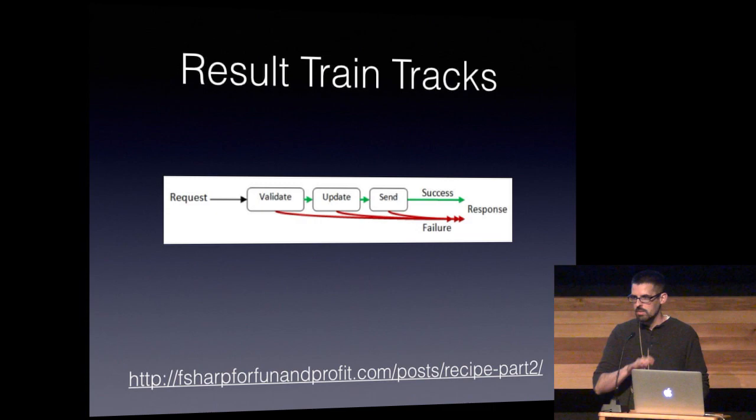So this image is from the F Sharp for Fun and Profit article. Coming back to the Voldemort idea, there's actually a blog post on this where he says, I'm not going to use the word monad because it's so off-putting. So this entire article is all about monads but never actually uses the word. He calls it railway-oriented programming because that's the idea: just like a train track, you can detour at any point and short-circuit the rest of your trip. If anything fails, you can't go forward anymore. You just have to skip straight to the failure case.